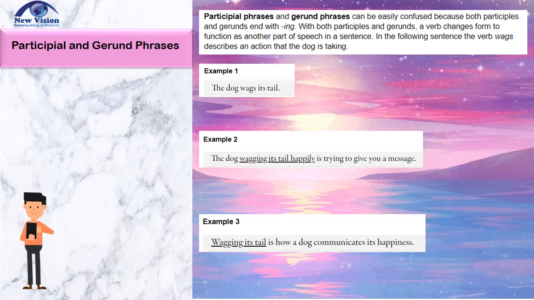Example 3. Wagging its tail is how a dog communicates its happiness. In this example, wagging its tail is a gerund phrase. The phrase begins with a gerund, wagging. The phrase wagging its tail functions as the subject of the sentence.